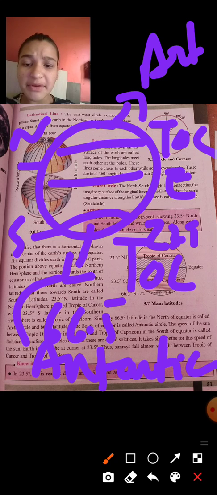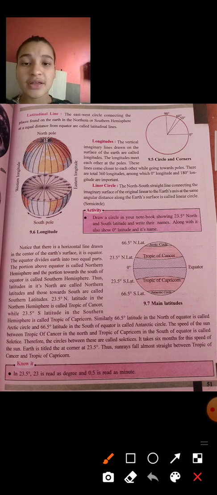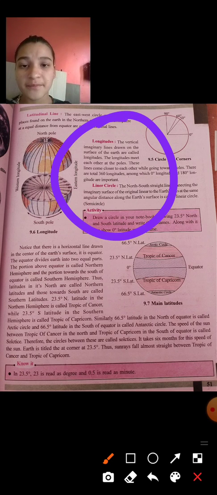The path of the sun between the Tropic of Cancer in the north and the Tropic of Capricorn in the south of the equator is called solstice. Now what is solstice? The path of the sun between the Tropic of Cancer in the north and the Tropic of Capricorn in the south. Now we are seeing the meaning of solstice.